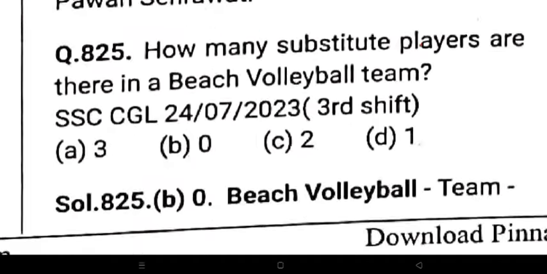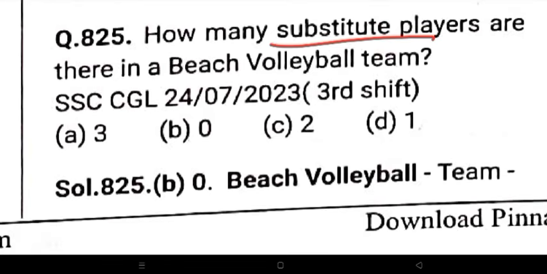Next, how many substitute players are there in a beach volleyball team? Zero substitute players are there in a beach volleyball team.